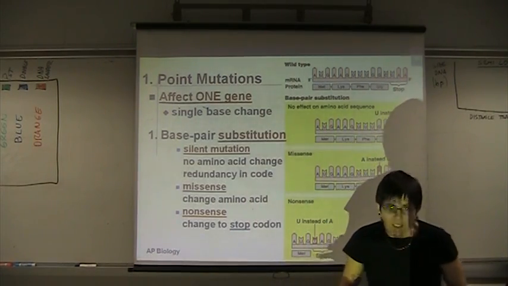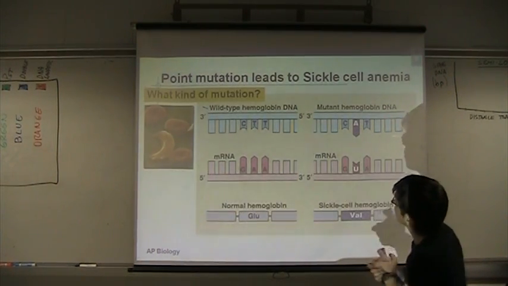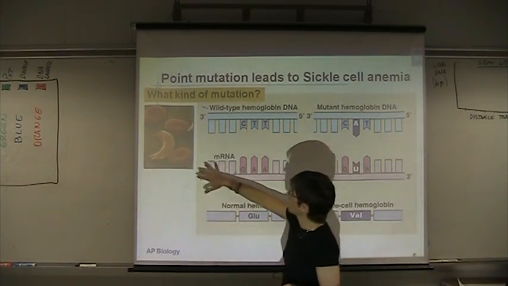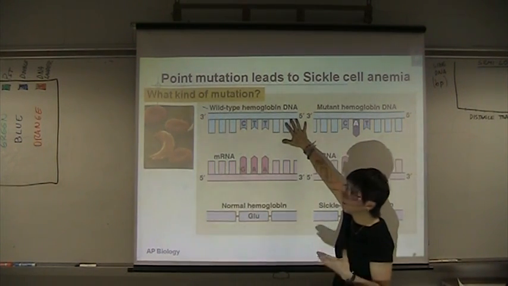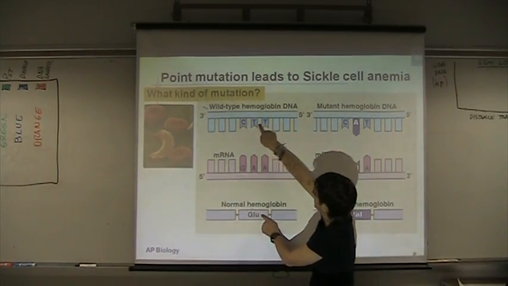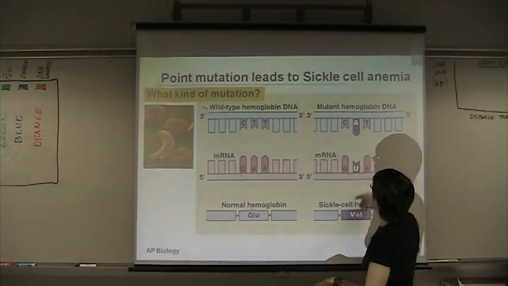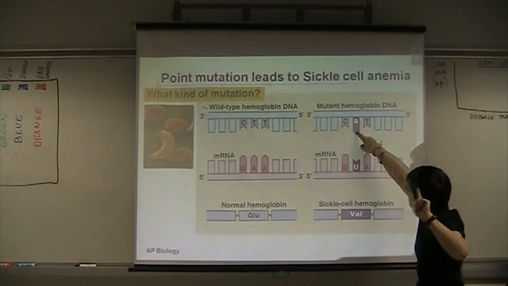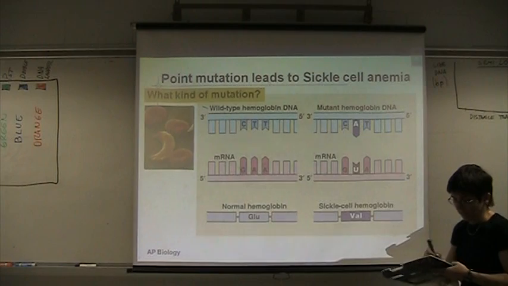Now, besides substitutions, let's take a minute here to give you an example of one of these point mutations. This is hemoglobin, and the condition is called sickle cell anemia. This is normal hemoglobin. In normal hemoglobin, one of the amino acids has this code, which codes for glutamine. Now, if you get a mutation where you change just one single nitrogen base, you change the A for a U, the amino acid that you get is valine.